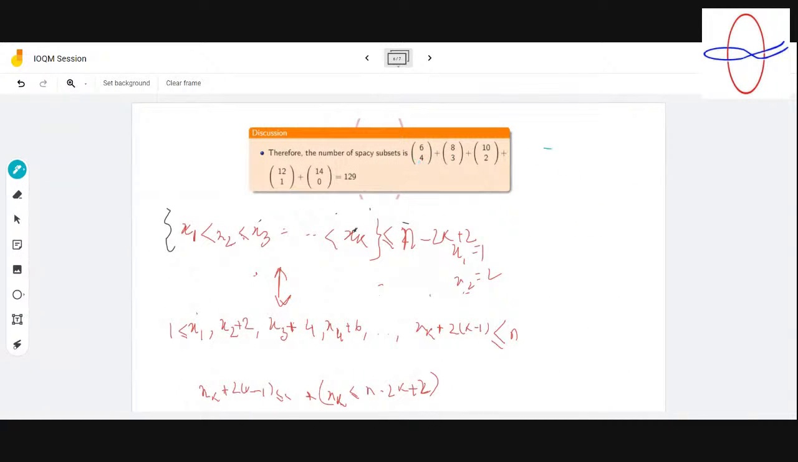Okay. So therefore, it's the summation over k from 0 to the floor of n plus 2 by 3 of n plus 2 minus 2k choose k. That is the result. See, I've solved a general problem for you. Okay, guys. So any doubts in your mind regarding this? Did you understand everything about this?